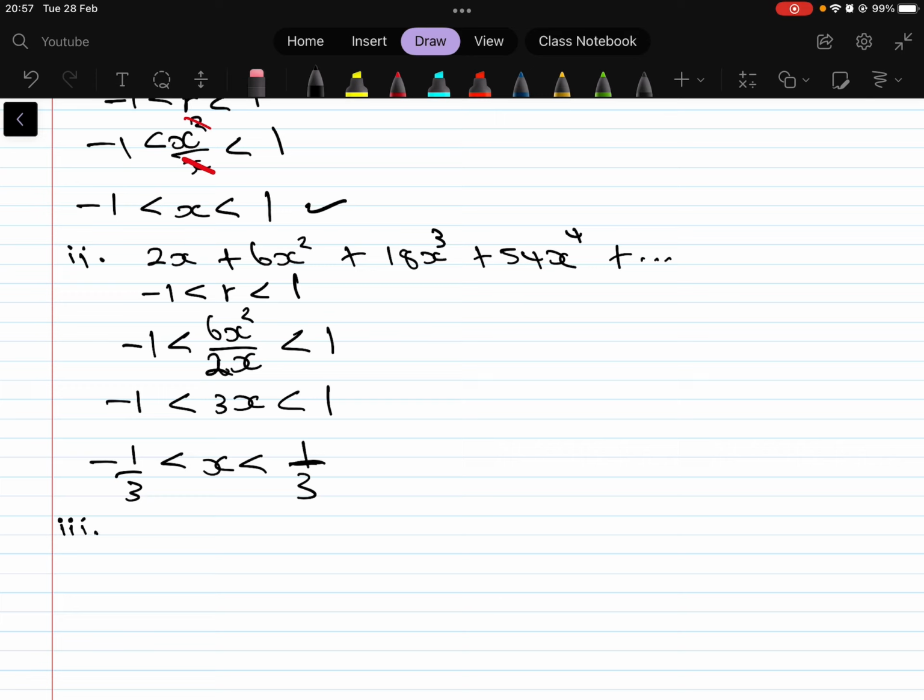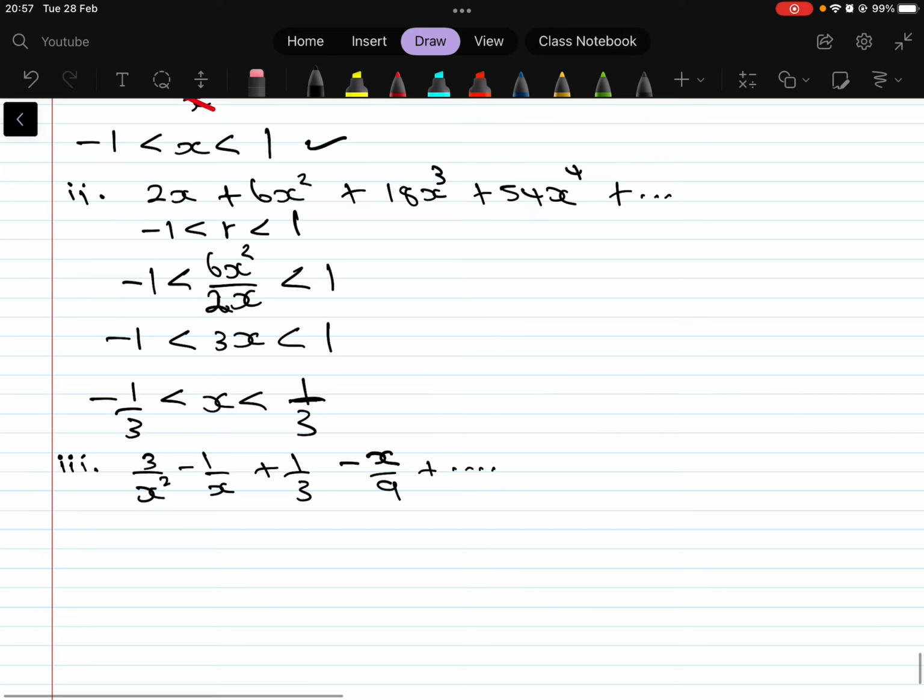Part 3, another example. Suppose you are given the series, which is 3 over x squared minus 1 over x plus 1 over 3 minus x over 9 plus dot dot dot. It is a geometric series and it converges. You have been told that you don't need to prove it. So for which value of x will the series converge?